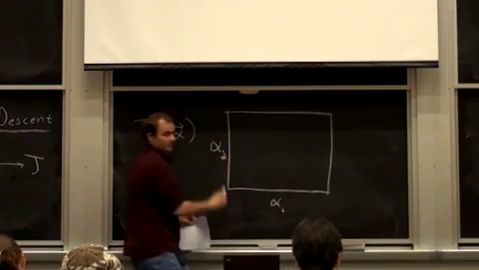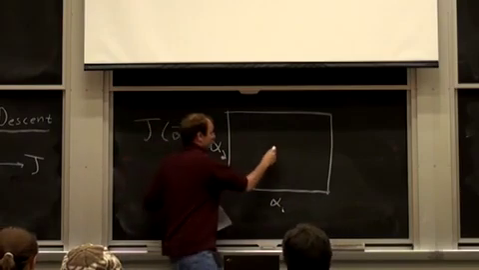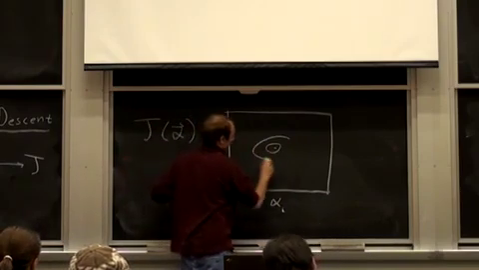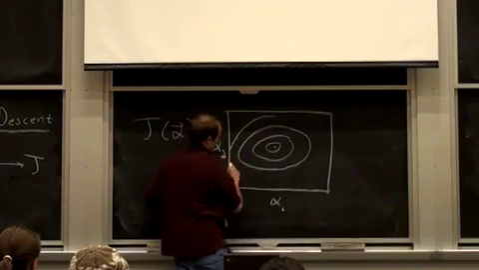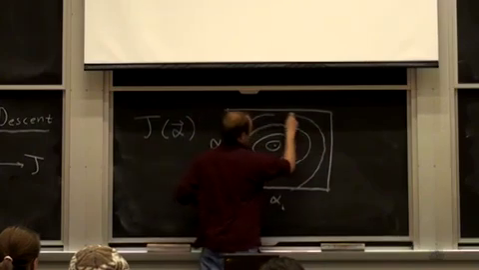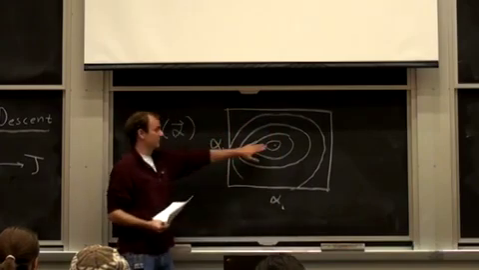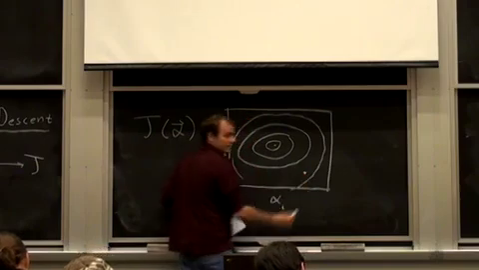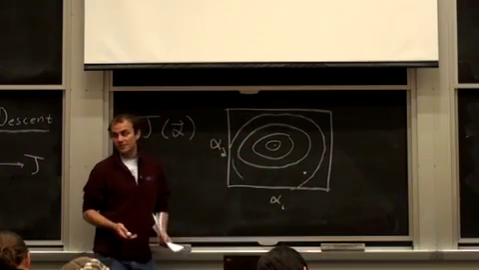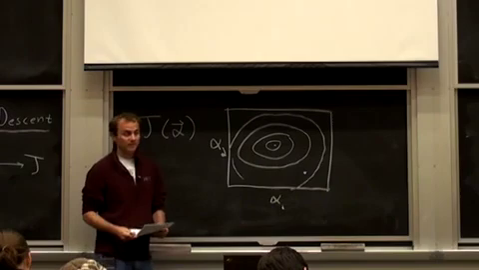Alpha 1, alpha 2. Now, we don't know what this function is right now, but let's just say it's a simple convex function like this, where these are the contour lines, and what we want is to get to the middle. So this is like the local min, and we start here, right?